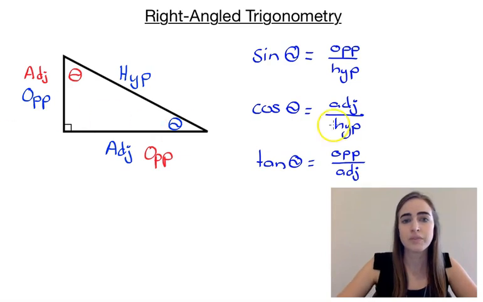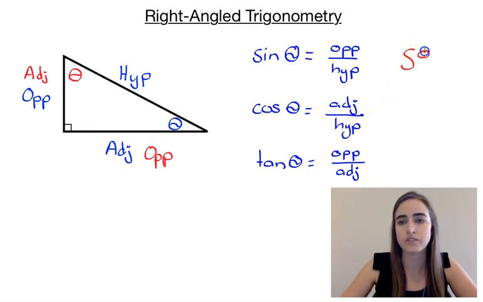For short, to remember that, you can remember SOHCAHTOA. So sine is opposite over hypotenuse, cos is adjacent over hypotenuse, and tan is opposite over adjacent.